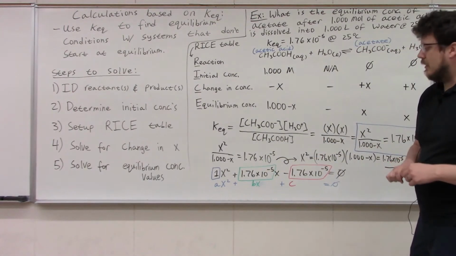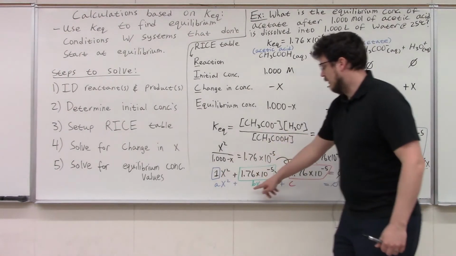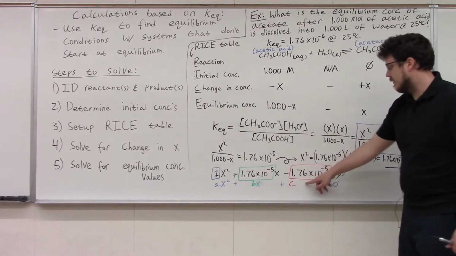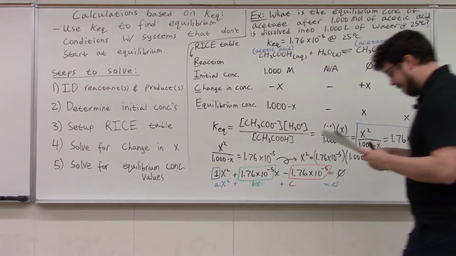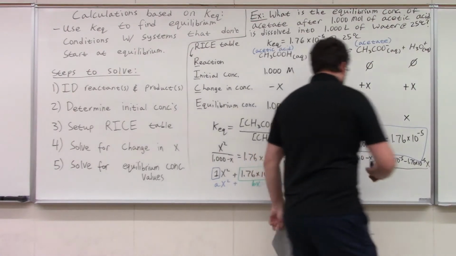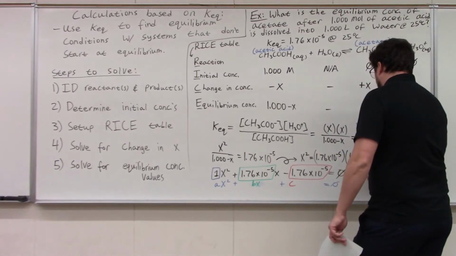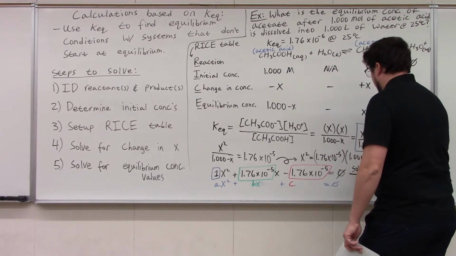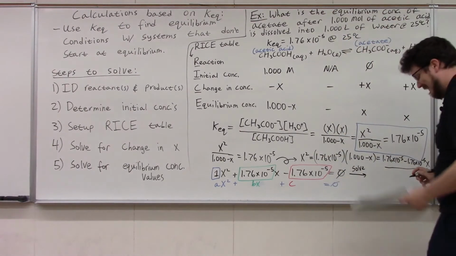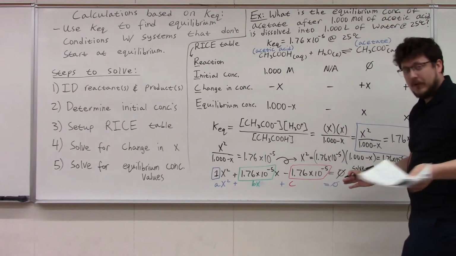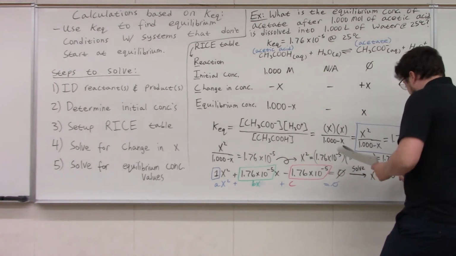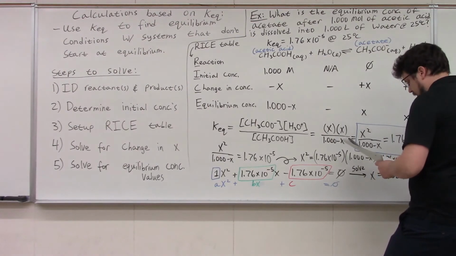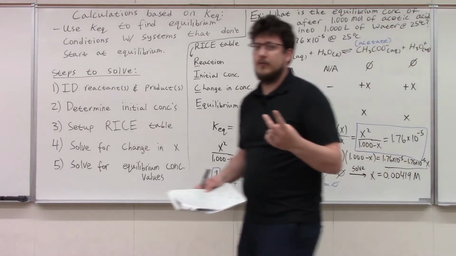And it's just going to ask you what's A, what's B, what's C. And I just go A is 1, B is 1.76 times 10 to the negative 5, C is 1.76 times 10 to the negative 5. And it's going to spit out answers for x. So I'm just going to say solve. Whew, magic. All right. And I plug it into my quadratic formula calculator, and I get x equals 0.00419 molar.